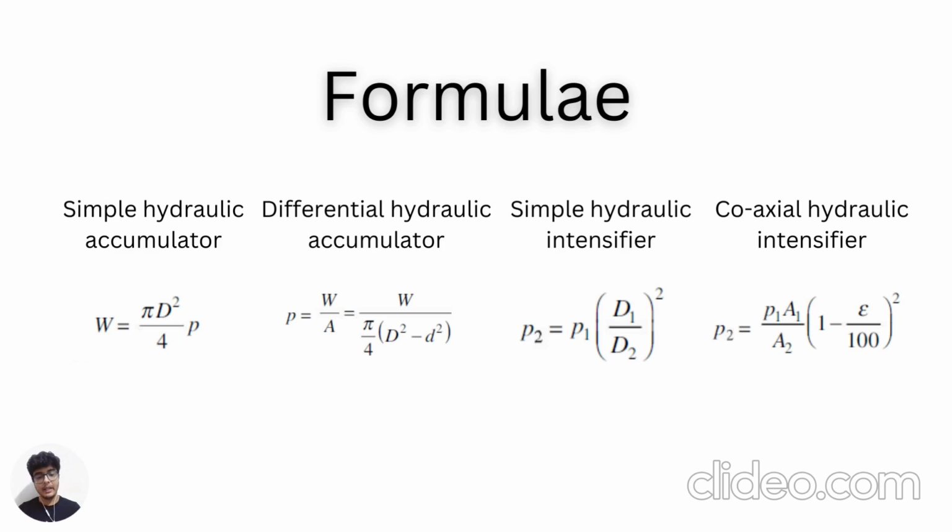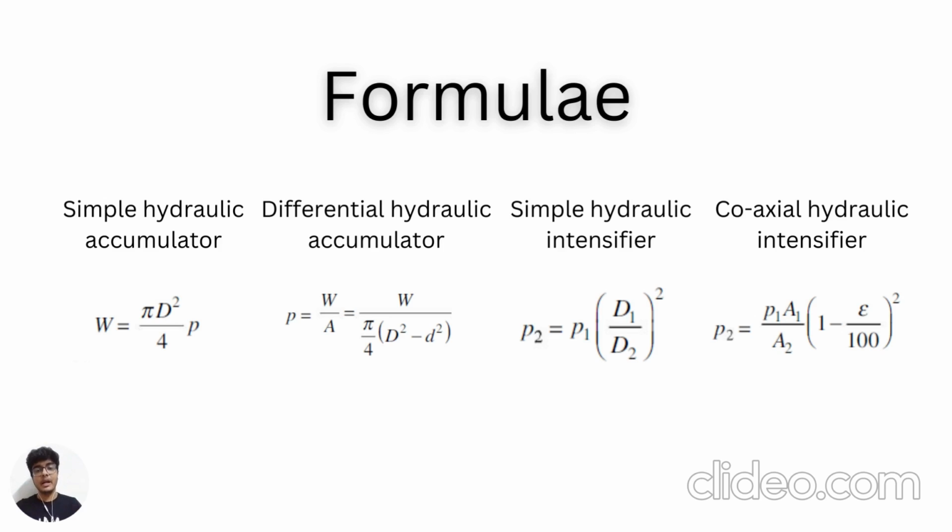Here, if we have the area as pi by 4 times capital D square minus small d square, capital D being the diameter of the larger cylinder, small d being the diameter of the smaller cylinder, then the pressure can be calculated as weight upon area, which means weight upon pi by 4 times capital D square minus small d square.